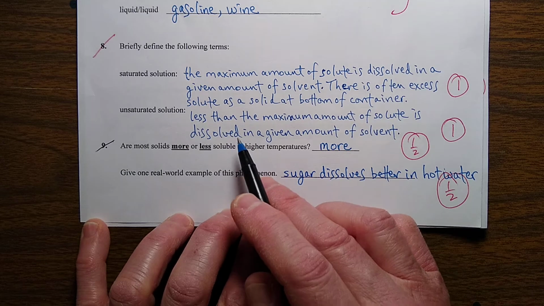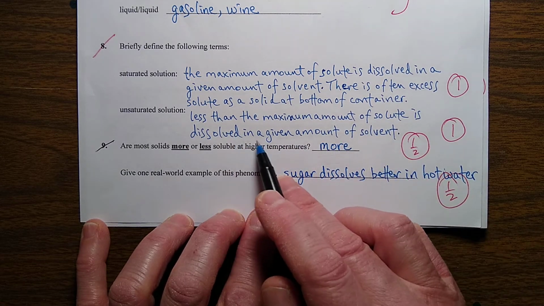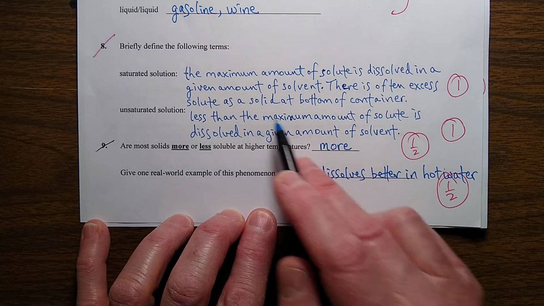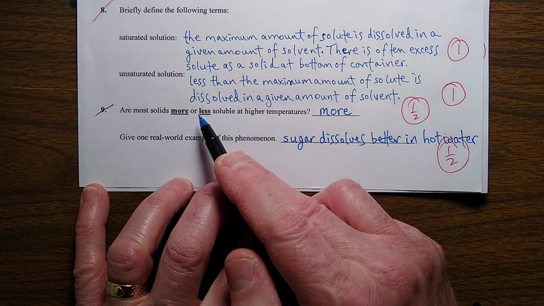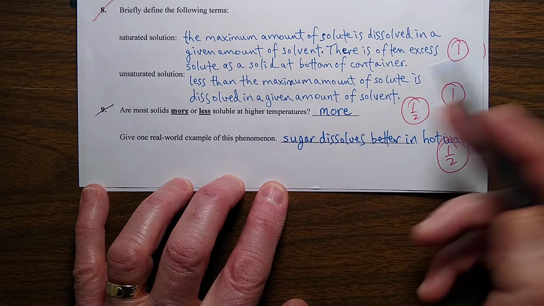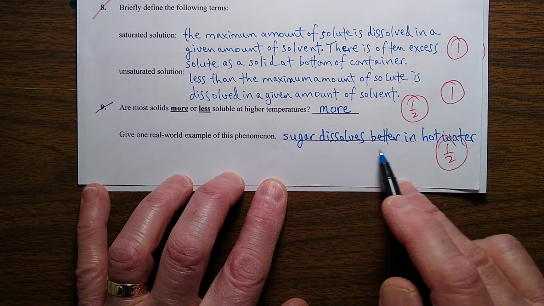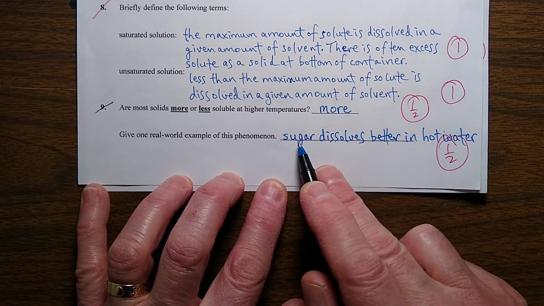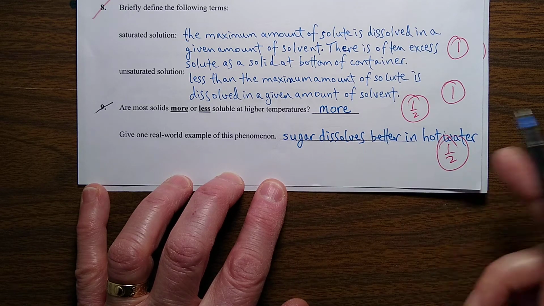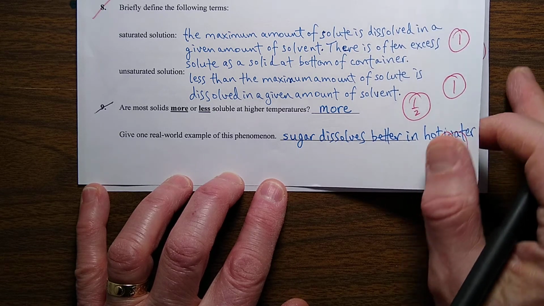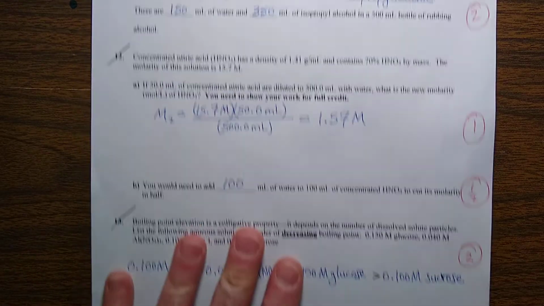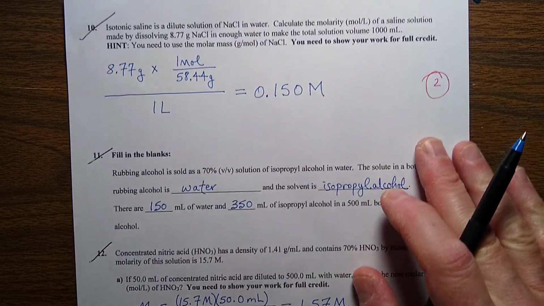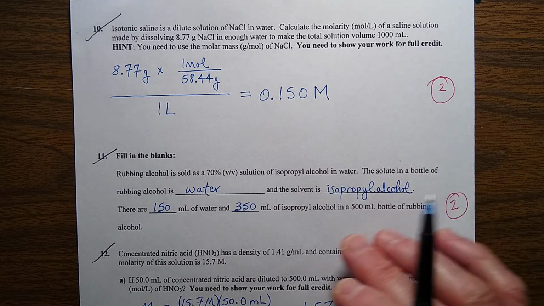Unsaturated just means you have less than the maximum amount of solute dissolved in a given amount of solvent. I wanted to see both words, solute and solvent. Are most solids more or less soluble at high temperature? They're more soluble, as you know, like sugar dissolves better in hot water. What else? Salt dissolves better in hot water. Most things dissolve better in hot water. I'm sure we could find a few exceptions if we thought long about it, but the general trend is what I just said.